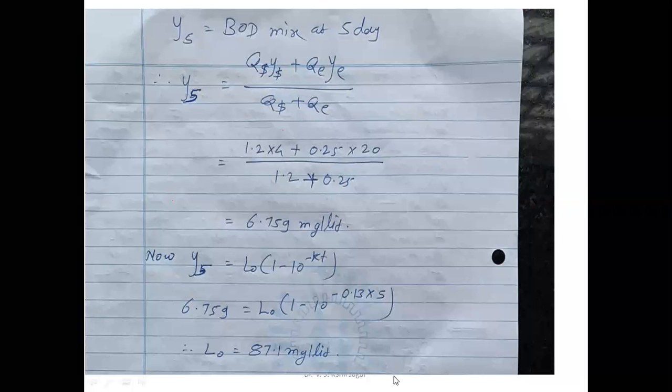Someone has written in the chat box. Let me see. Sonali Patel: Madam, L naught is equal to 8.708 milligram per liter, and what I have determined is 8.87 milligram per liter. Let me check, let me calculate. Maybe my calculation is wrong. One second, let me check my calculations.